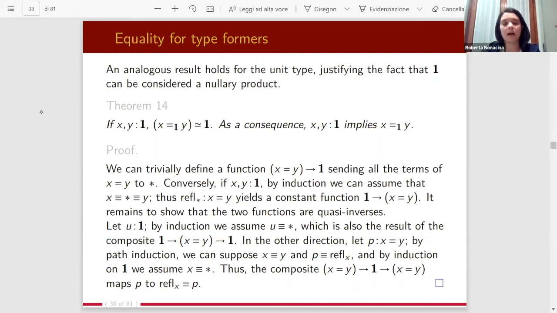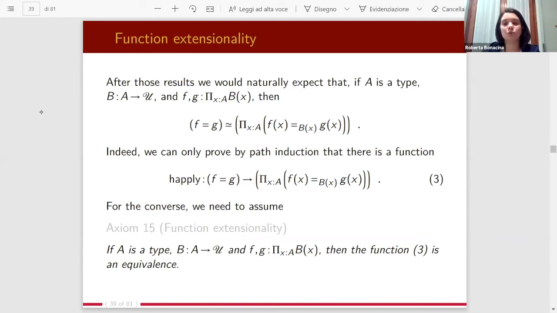So again, we have a simpler structure of the equality type on one, and we would expect to have something similar also for dependent functions. The most natural thing we could think of is that two functions f and g of a dependent product type are equal when they are pointwise equal. Actually, this doesn't hold. It can be proved by path induction that there is a map from f equal g to the type Pi x of type A, f of x equal g of x, but it's not possible to prove the converse. And so we have to assume it as an axiom, which is the function extensionality axiom.